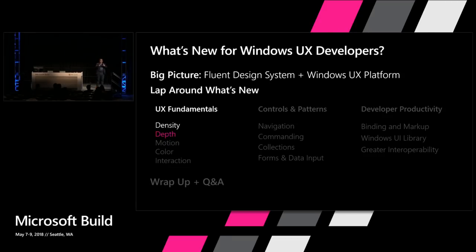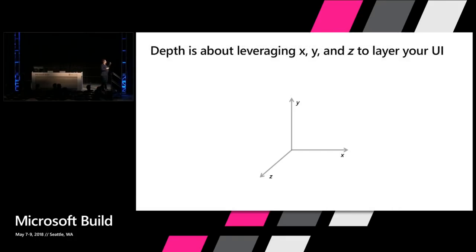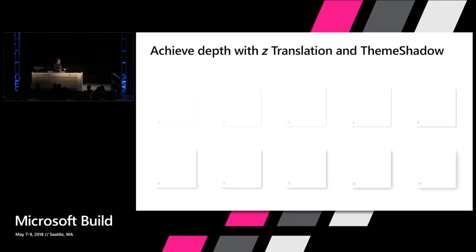If you think about density as how you can take advantage of XY space, depth is all about using Z space and leveraging it to layer your UI. A lot of developers tell us they're interested in doing this to help them have better layering to their UI, better information hierarchy, and focus on their UI. And we're making that easy for you to do with Z translation and theme shadows in the platform.